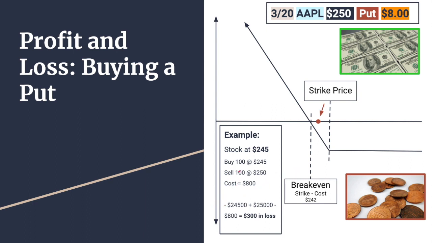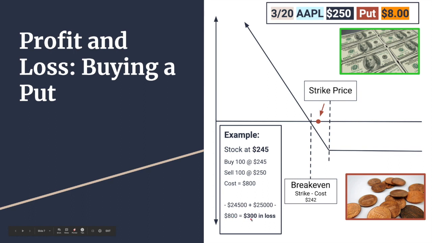So we're buying 100 shares for $245, which is costing us $24,500. We're then selling those 100 shares for $250, which is giving us $25,000. Finally, we're taking away our costs because we've already paid that. That gives us plus $500 on the stock trade, minus $800 for our cost, and $300 in loss.